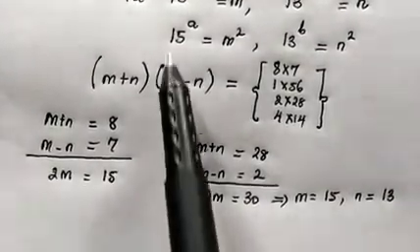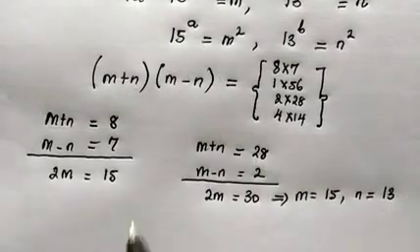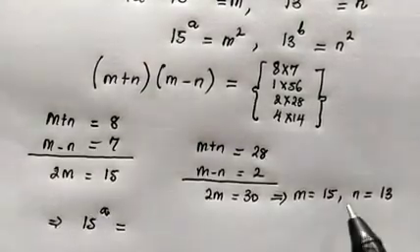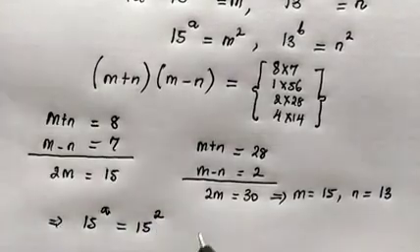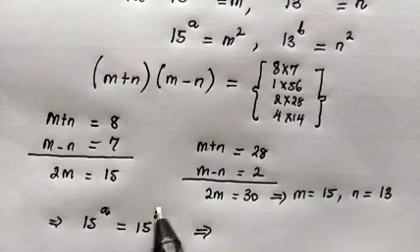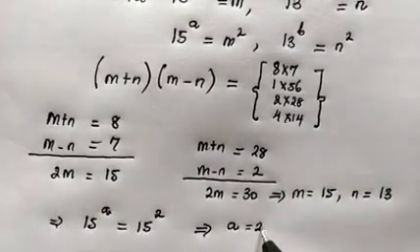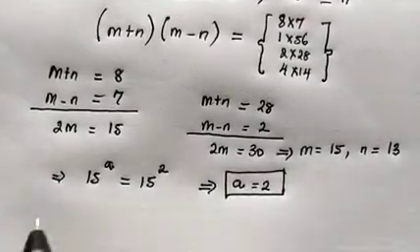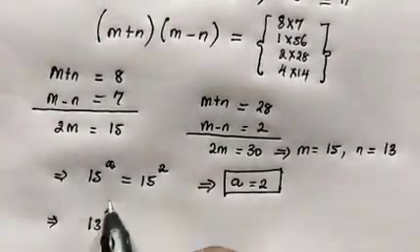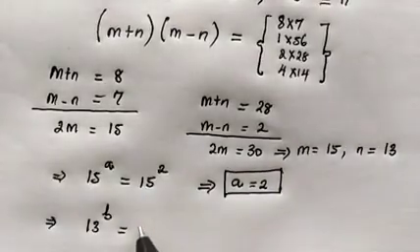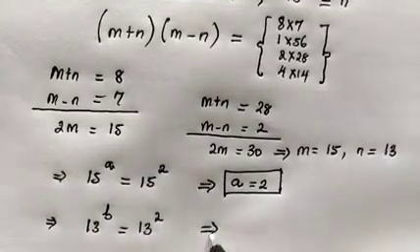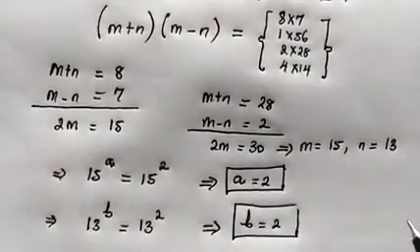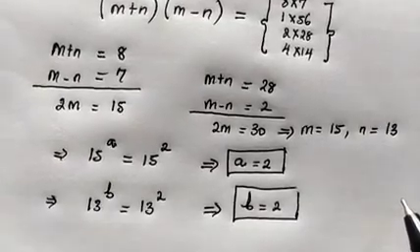So now let us go back to this substitution here. 15 raised to the power of a is equal to m squared. So this implies that 15 raised to the power of a is equal to 15 squared, since m is 15. Since we have the same base, we're going to equate the exponents. So this implies that a is equal to 2. Now remember that 13 to the power of b is equal to n squared. It also implies that 13 to the power of b is equal to 13 squared, since n is 13. The same base, equate the exponents, we get b is equal to 2. So therefore, we have a is equal to 2 and b is equal to 2.